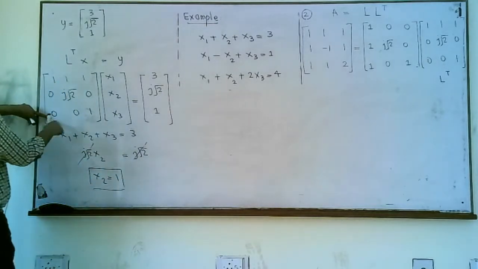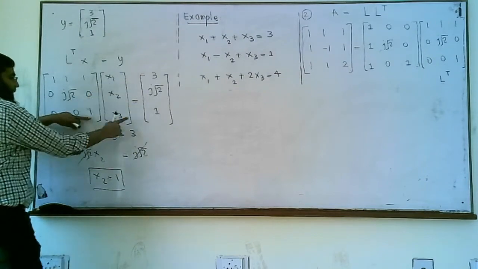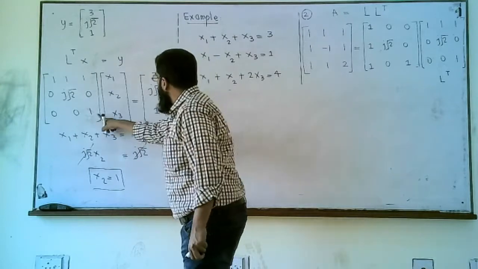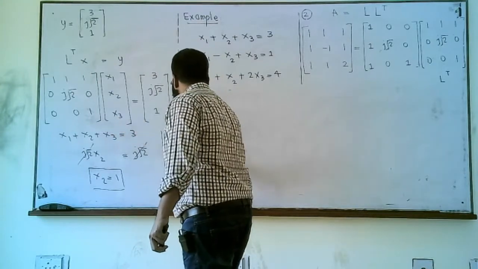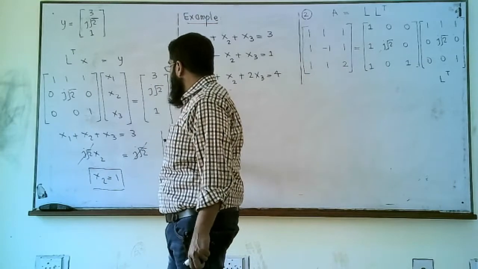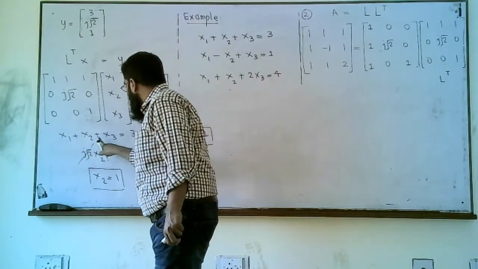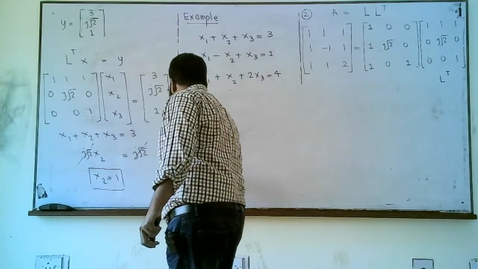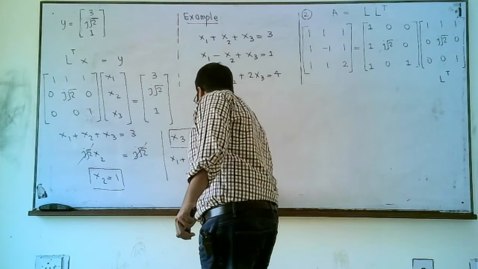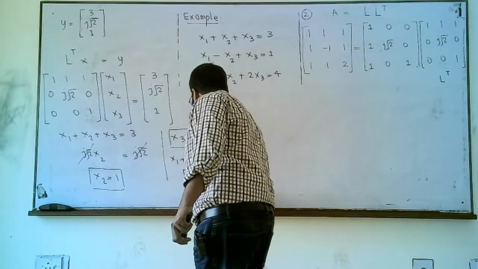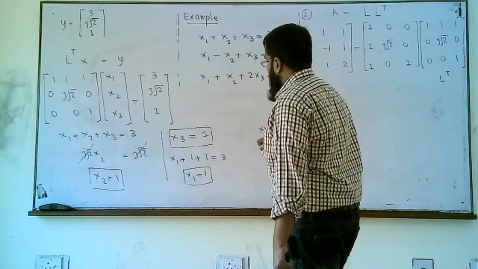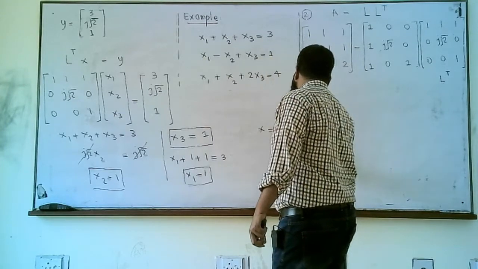And the third equation is 0, 0, x3. X3 is 1, right? So now we have x2, we have x3. Plugging these values of x2 and x3 here, we get x1 plus x2 plus x3 is equal to 3. X1 is 1. So the final unknown x is x1, x2 and x3, and they're all 1s.